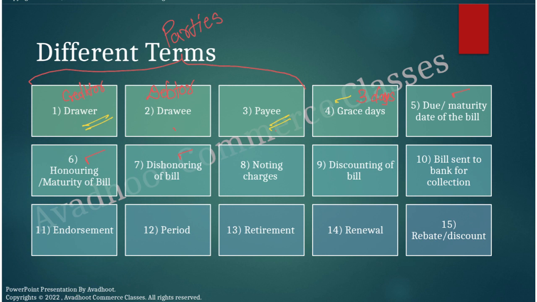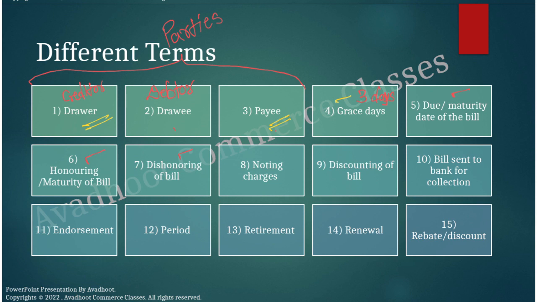When a drawee refuses, denies to make the payment of the bill which he had accepted, due to whatever may be the reason, not only cash amount availability but any other reason, if he doesn't make the payment to the person who presents the bill, that is called dishonoring of a bill.